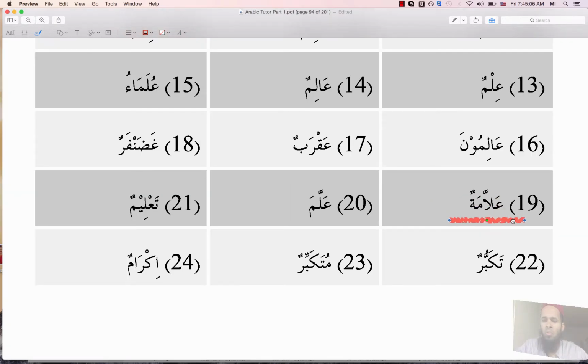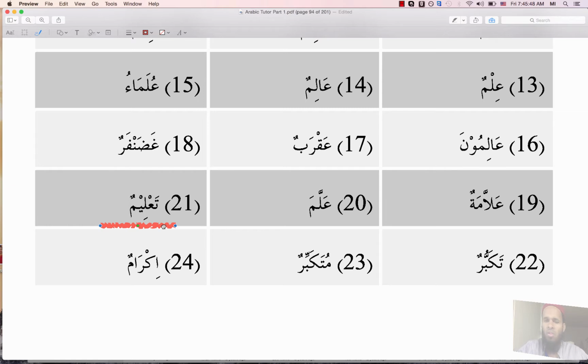19, علامة فعالة. It is from alima, so it is sulasi mazid fi. Allamun, fa'alatun, right? Because ayn kalma is repeated. The first lam is the ayn kalma, and the second is the mazid. Allamatun, fa'alatun, same. It is still sulasi mazid fi, because the first lam is the ayn kalma, the second lam is the zaid, extra. Ta'lilun comes from fa'lilun.